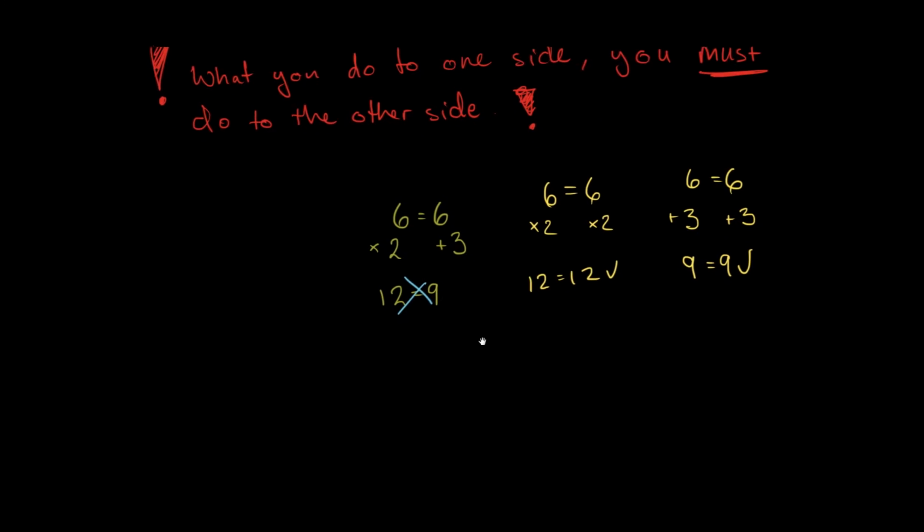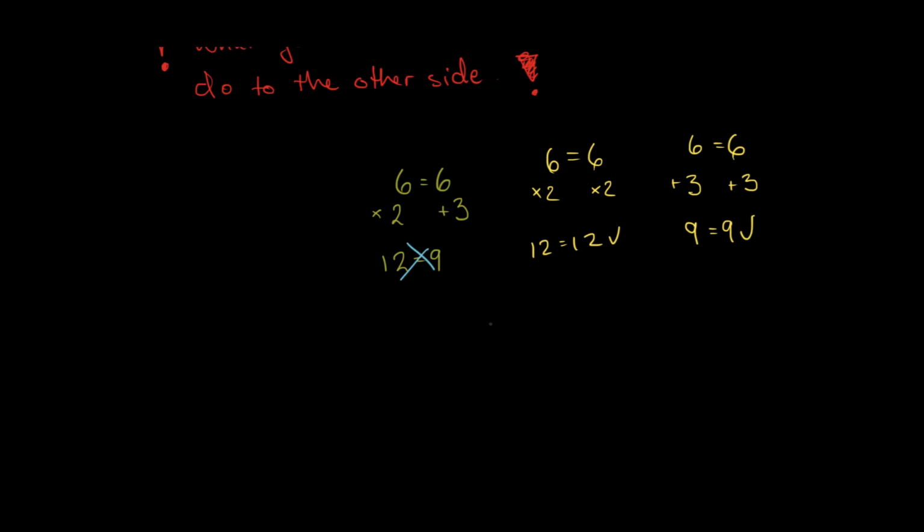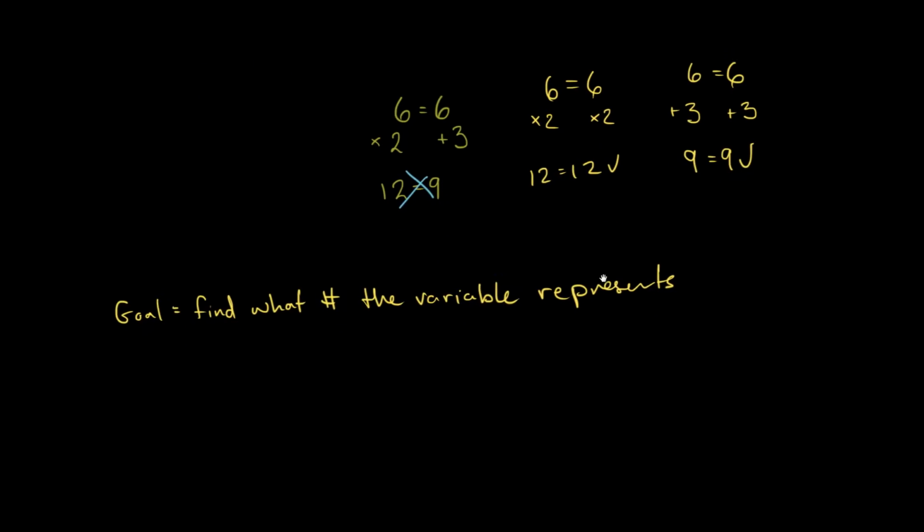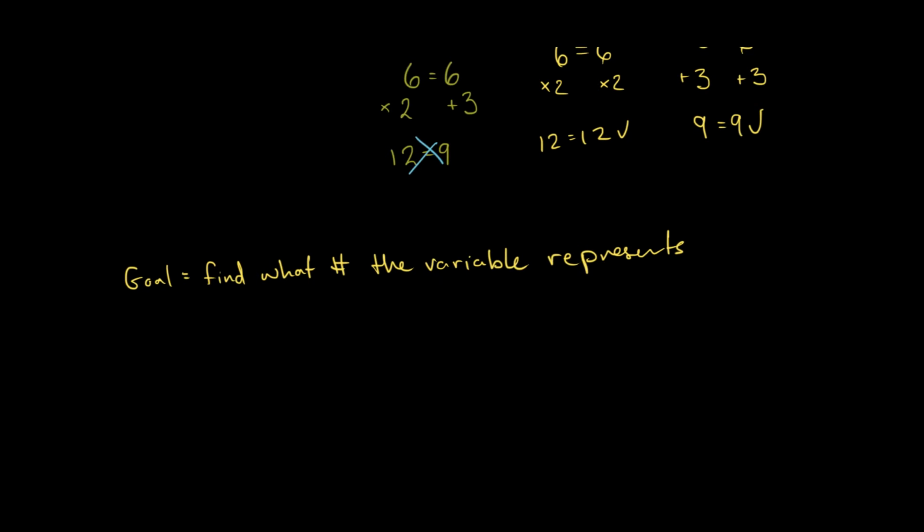Now, what is the goal that we're trying to do when we're solving a one-step equation? The goal is to find what number the variable represents. And how are we going to do that?